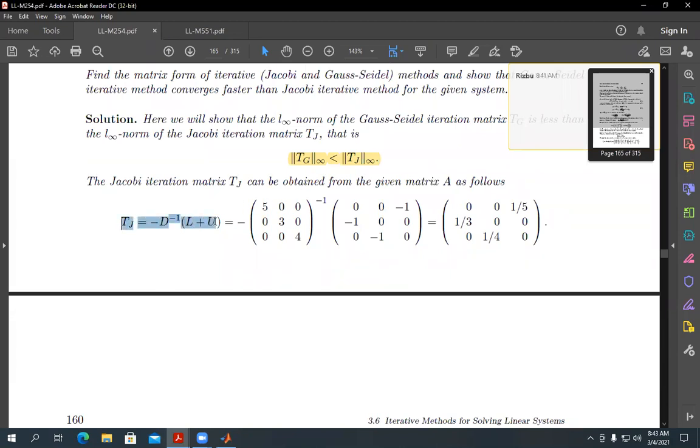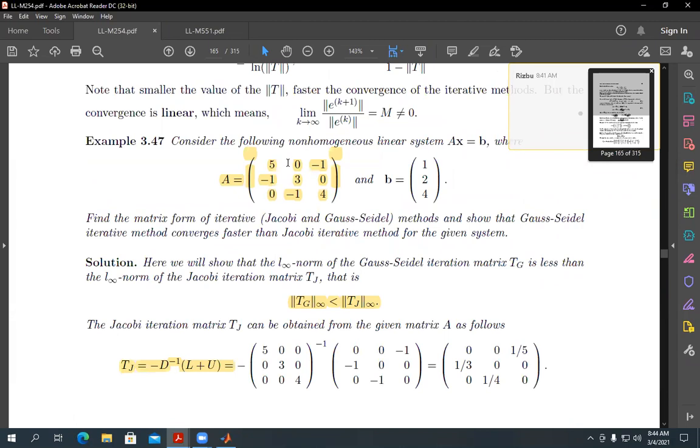What is the TJ formula I gave you here? It is minus D inverse times L plus U. D is the diagonal part of A, L is the lower part of A, U is the upper part. So what is your A given? This one. What is the diagonal part? 5, 3, 4. And what is the lower part? Minus 1, 0, minus 1, and 0. This is the lower part. And what is the upper part? 0, minus 1, and 0. So we have this here.